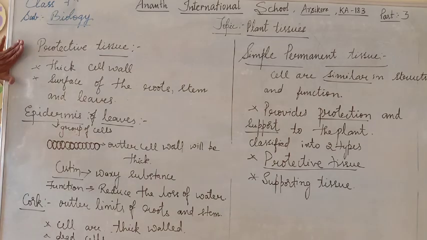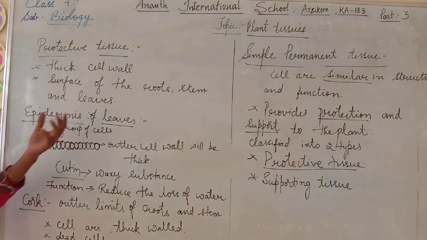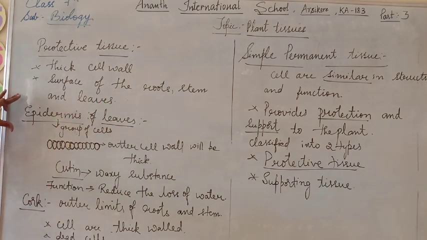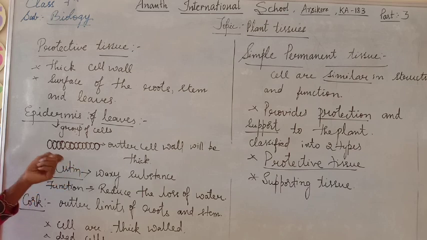So here in the protective tissue, a thick cell wall will be present. Protective tissues are found on the surface of the roots, stem and the leaves. I have taken the example of the epidermis of a leaf. Epidermis is nothing but the upper surface of the leaves.